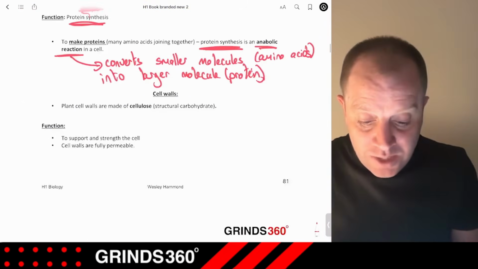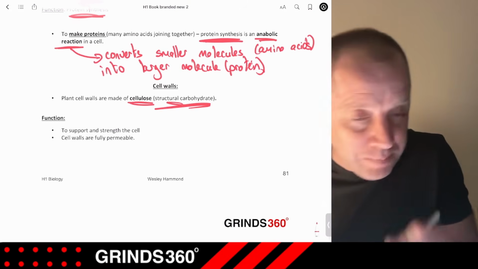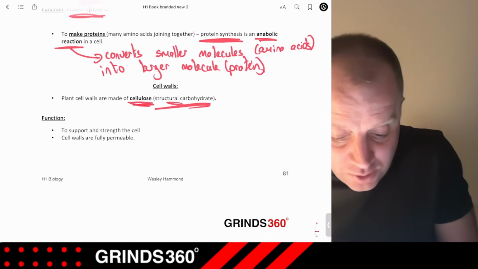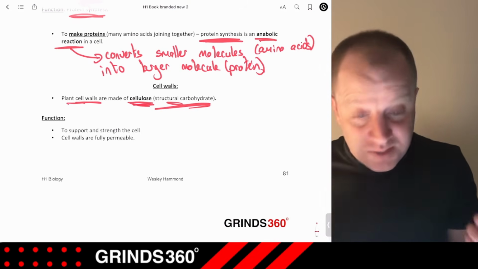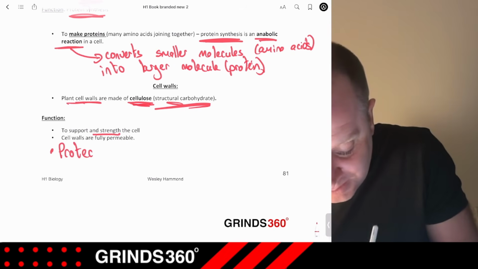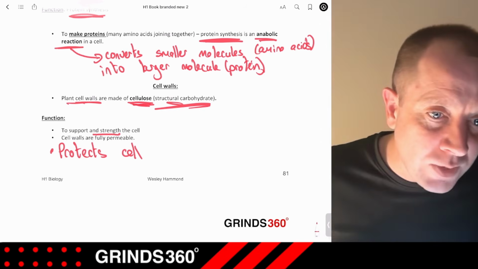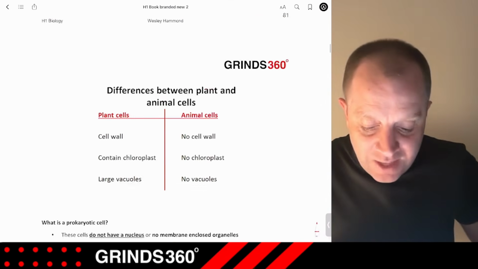The last one here you'll see here is the cell wall. Now we know a lot about the cell wall from the food chapter. A structural carbohydrate called cellulose forms the cell wall. What does the cell wall do? It gives strength, but another one is it protects the cell. So you can write that in. It protects the cell or it gives it strength. Okay, brilliant. Let's then go down here.